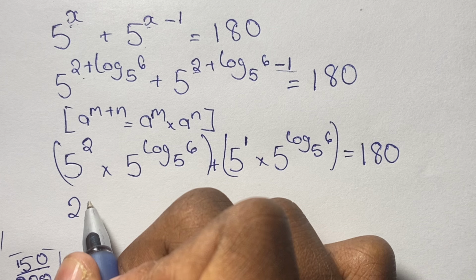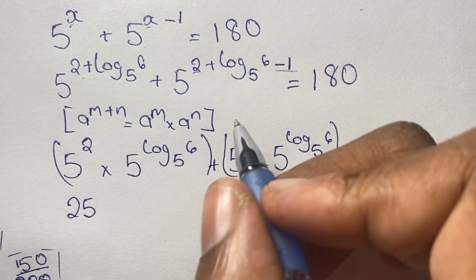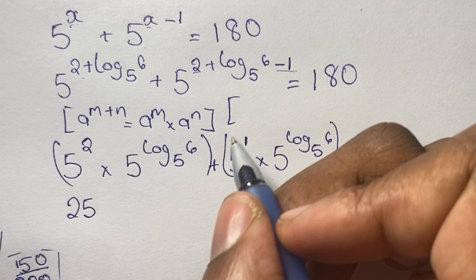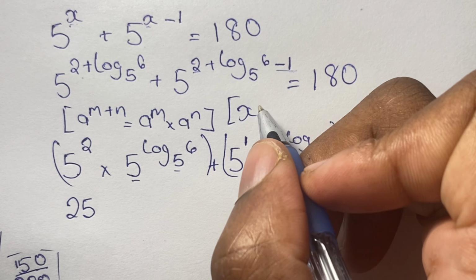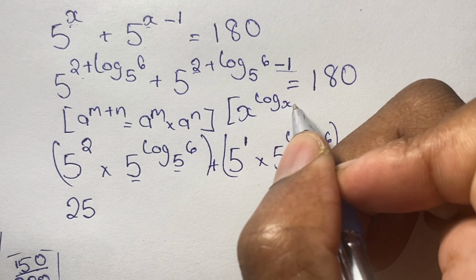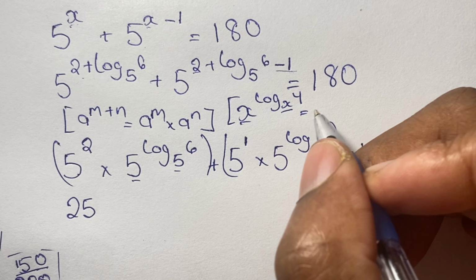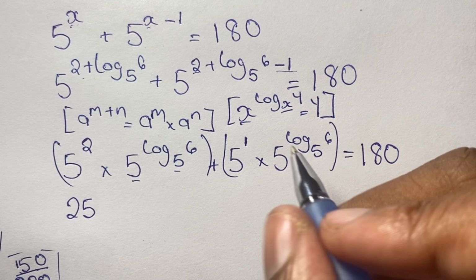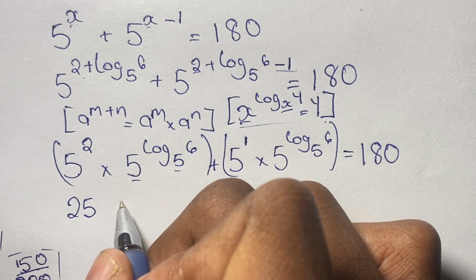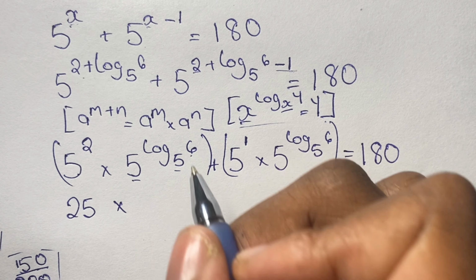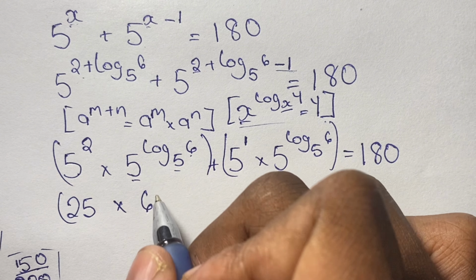Now from here we know that 5 squared gives us 25. So here we also have another logarithm rule, so we'll look at it here. Where we have the same base here, 5 and 5, we can look at this using this rule. So we have x to the power of log base x of y, where we have the same base x and x, it is equal to y. So then we'll have 25 times the value here, which is 6, so we'll have 25 times 6. Can put this in brackets again.